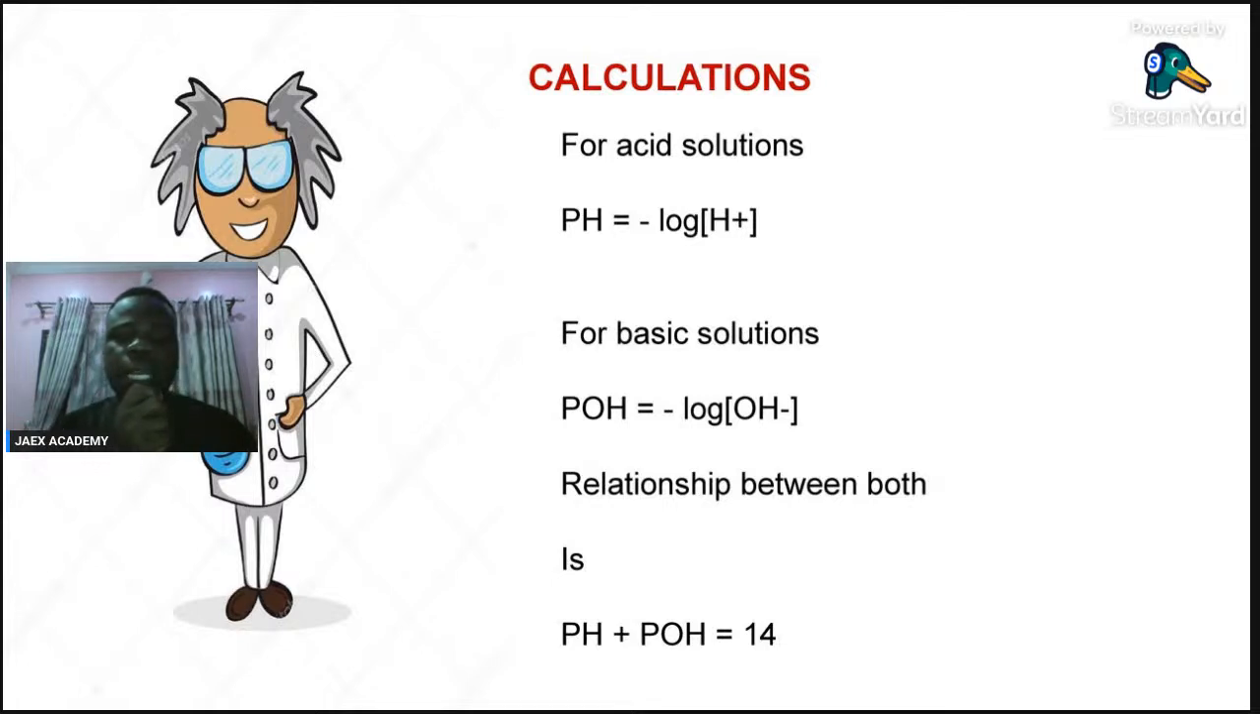I was saying that when calculating for an acid solution, the formula we are going to use is pH equals minus log of the hydrogen ion concentration in square brackets. Then what happens if we are calculating for a basic solution? It is pOH equals negative log of the OH ion concentration.